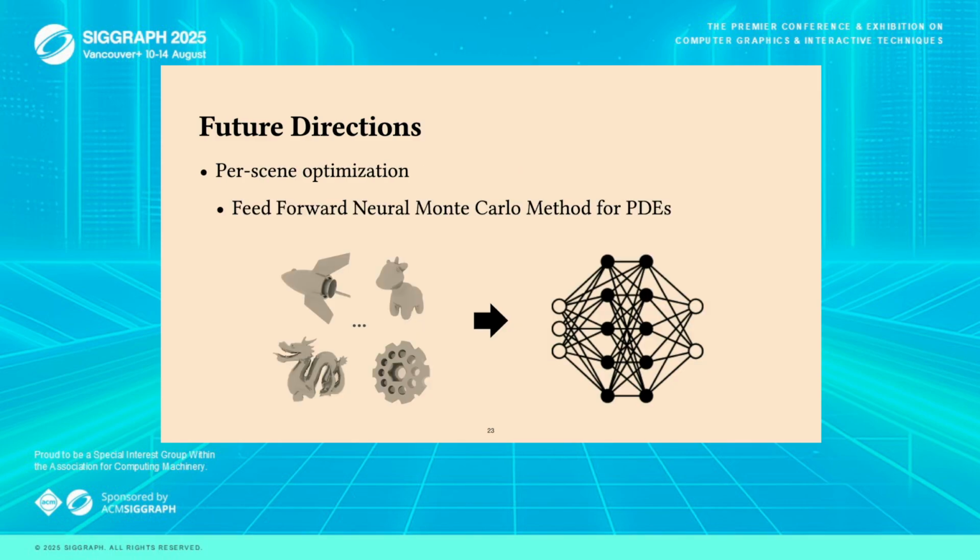And next, we're still in the very early days of neural Monte Carlo PDE solvers. Right now, every model is trained from scratch for a single scene, tuned specifically to its geometry and its boundary conditions. One exciting future direction is to move toward a feed-forward neural Monte Carlo solver, something that is trained across multiple geometries and many boundary conditions, so it can generalize without retraining. This will let us skip the costly per-scene optimization step and move directly to fast inference for new setups.